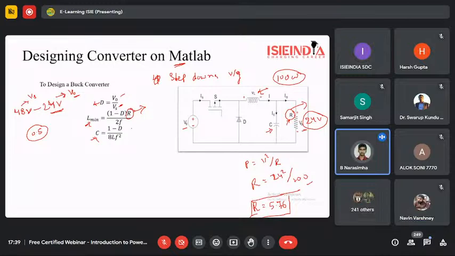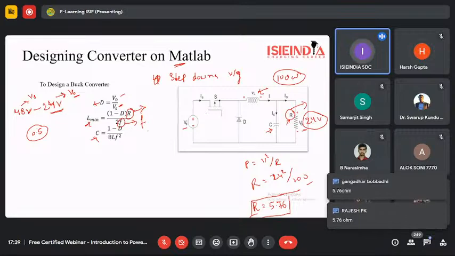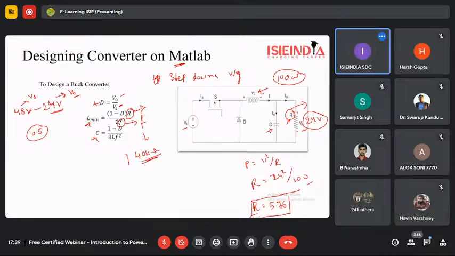Now this is the F, which is the switching frequency. For the MOSFET, let's go for 30 kilohertz, or rather 40 kilohertz. So we have 40 kilohertz here. So what is the value of L and C here? Can anyone calculate?